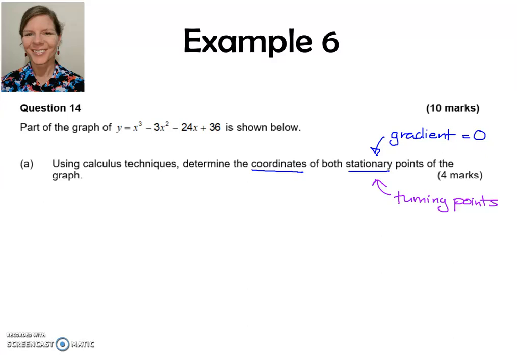Alright, so picking up where we left off in the last video, just doing this last example. We're trying to find the coordinates of the stationary points. We know that stationary points occur when the gradient is 0, which means we're going to have to differentiate this function here. So let's do that. We're working out dy/dx, and we get 3x squared, take 6x, minus 24.